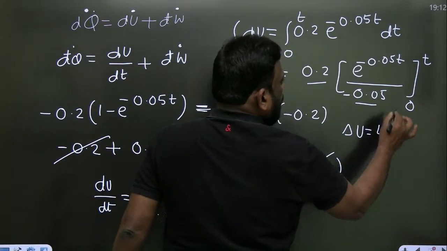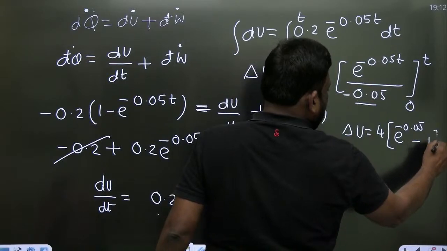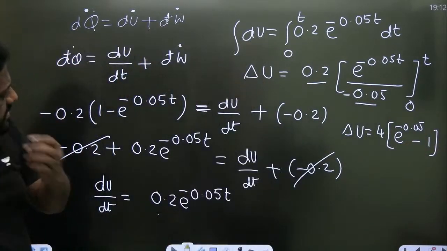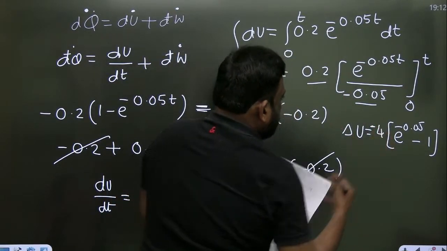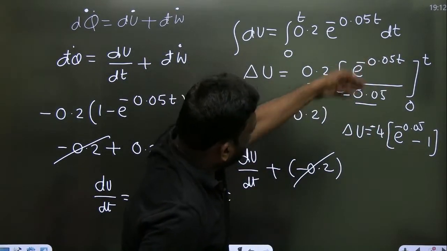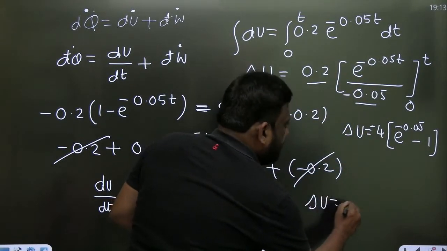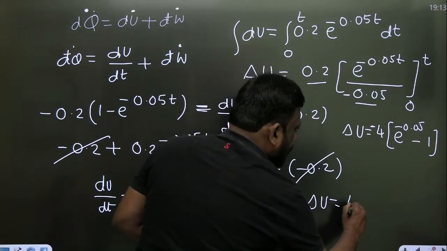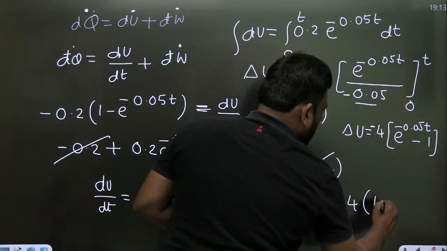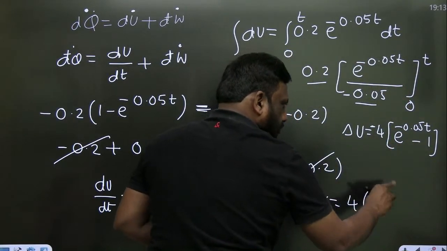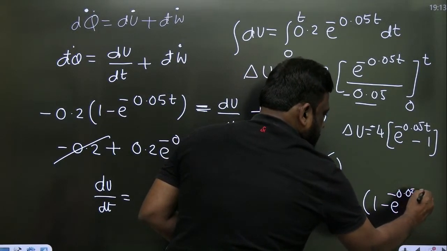Excellent sir. Is there any mistake? This is minus here, so it will be minus. Look here, e power minus 0.05 by minus 0.5 will come. This is minus, so delta u is equal to, take the minus inside. So 4 into 1 minus, t is missing here, t, so 1 minus e power minus 0.05 t. Excellent sir, this is the equation.